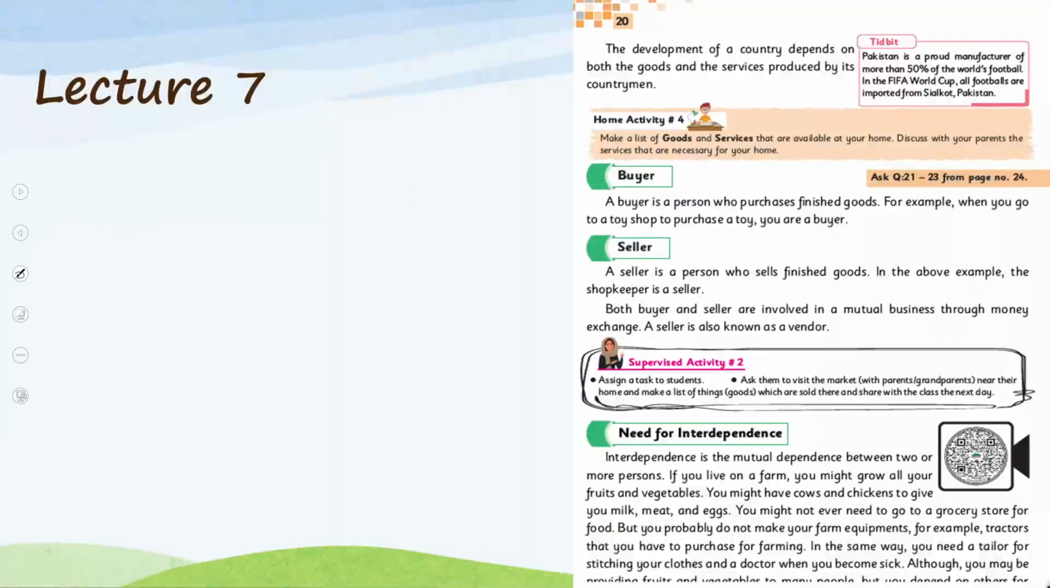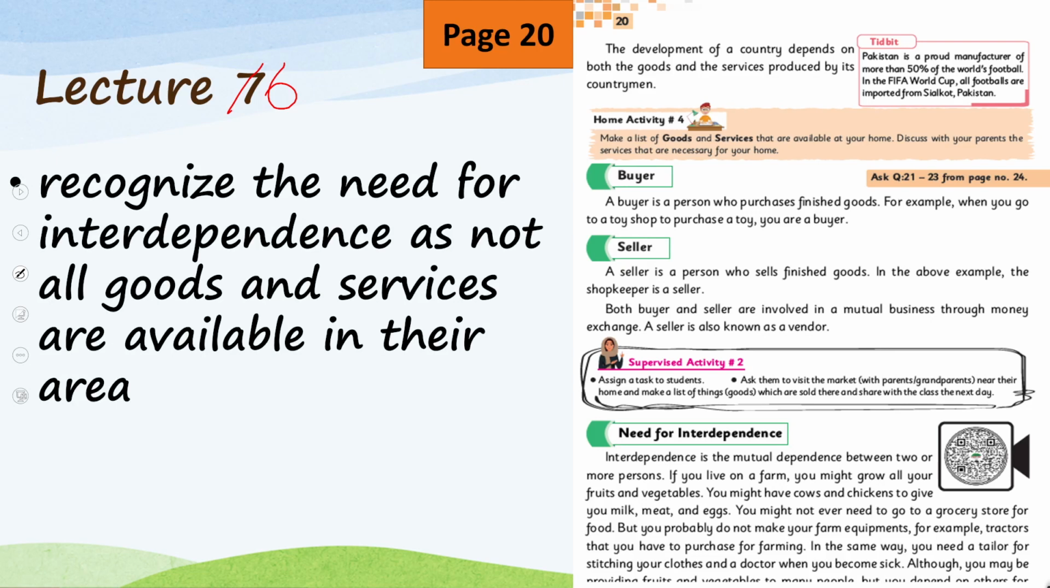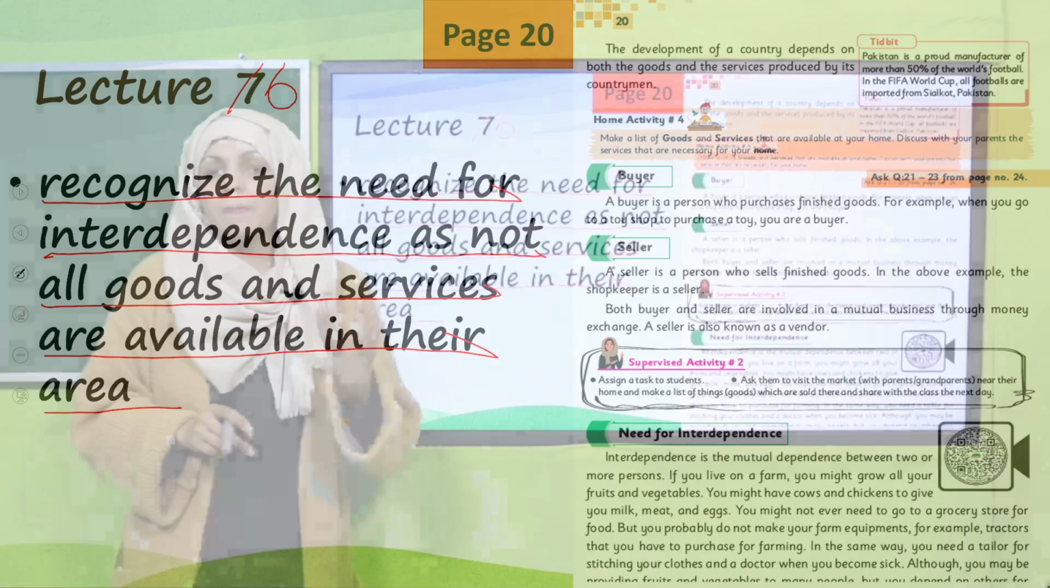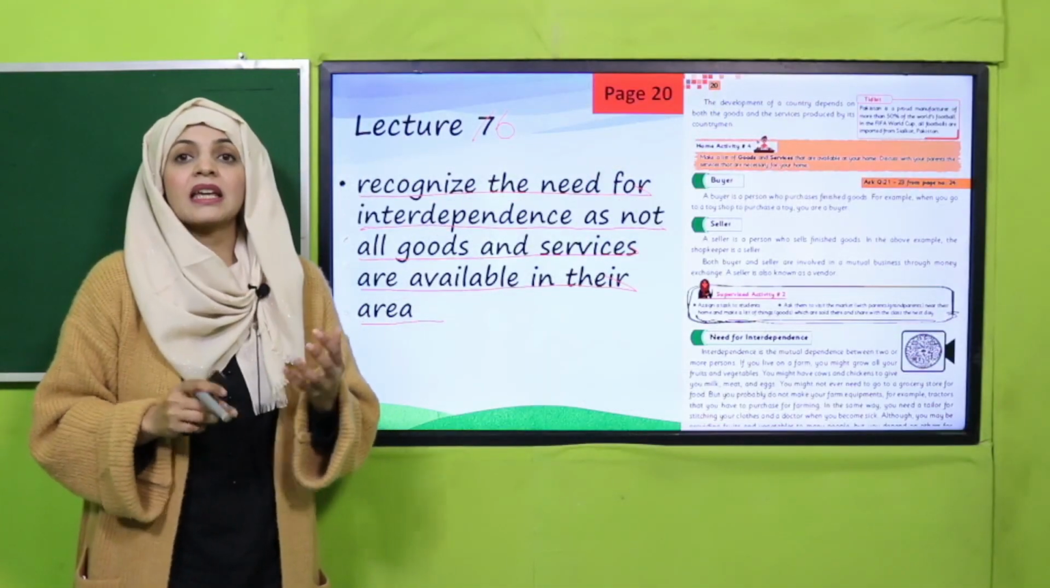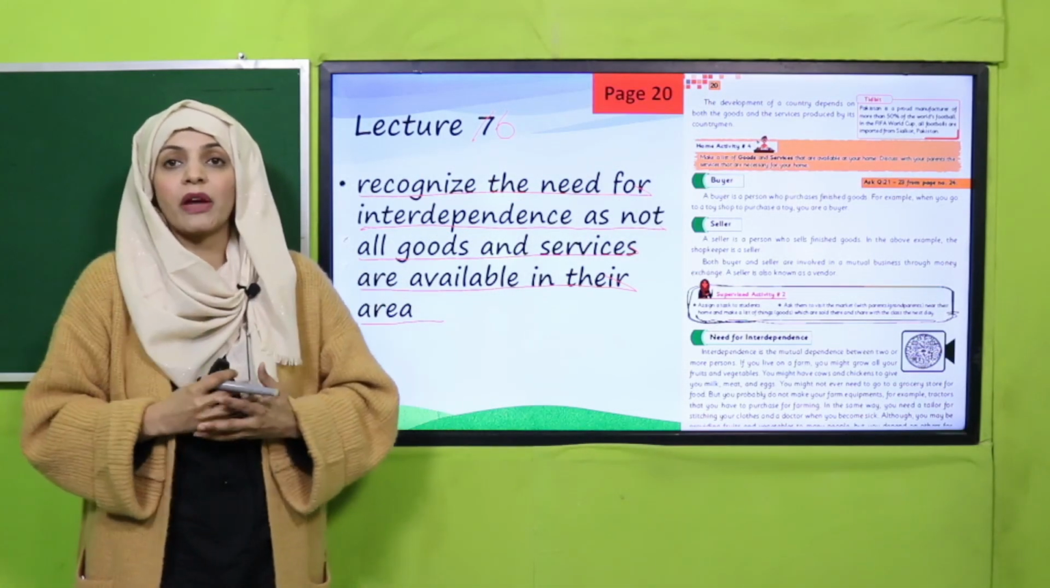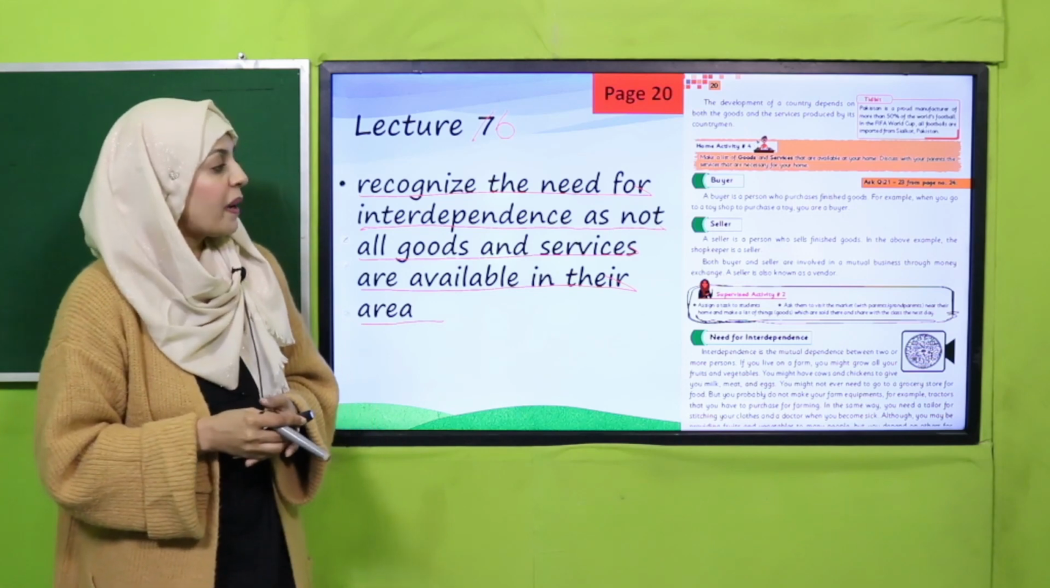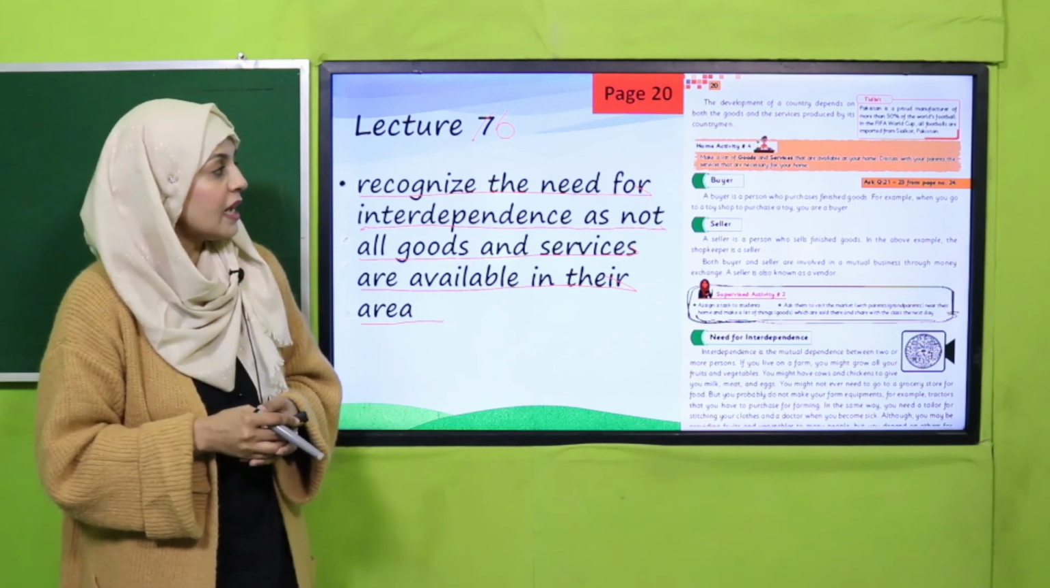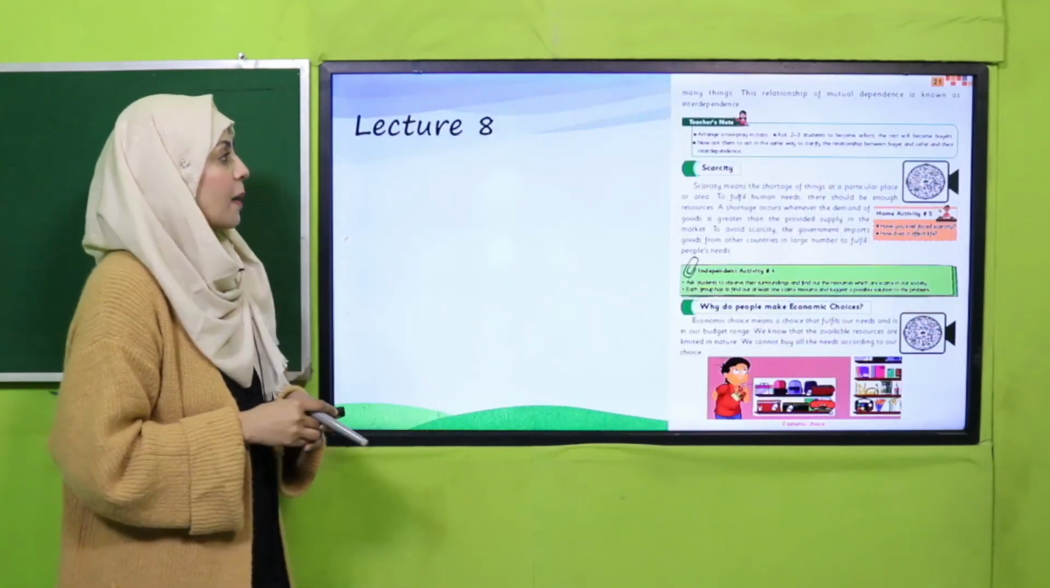Then we will move towards lecture number 6. In this, students will recognize the need for interdependence as not all goods and services are available in their area. You will read about interdependence, how we depend on different things. The page that is included is page number 20, and then we will move towards lecture number 7.